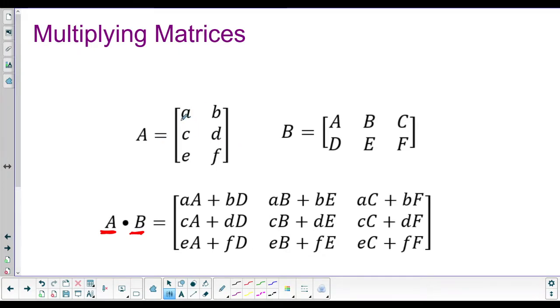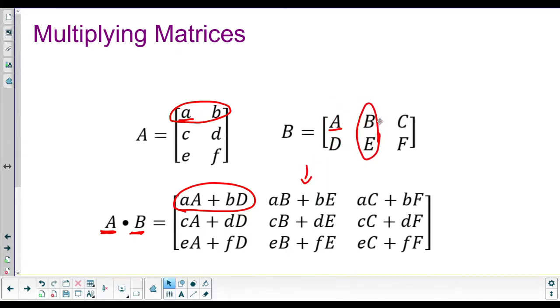So we're going to take the first row of A and multiply it to the first column of B. Those are going to give us the first element of our new matrix. So when we multiply the first element of the first row times the first element of the first column, A times A is AA. Plus the second element times the second element, B times D. Then to get the next term, all we do is move over to the next column, and we do A times B plus B times E.